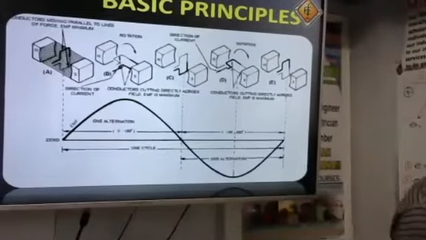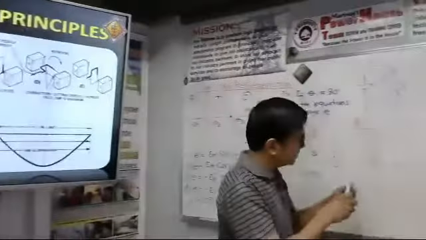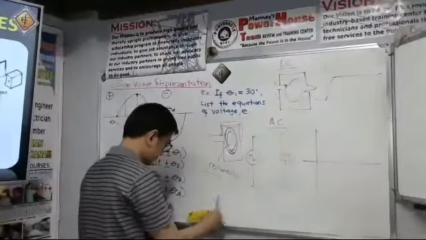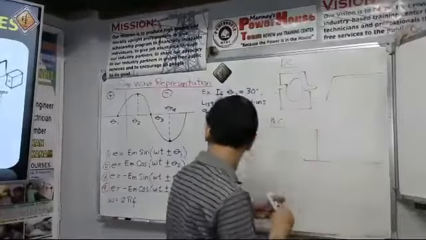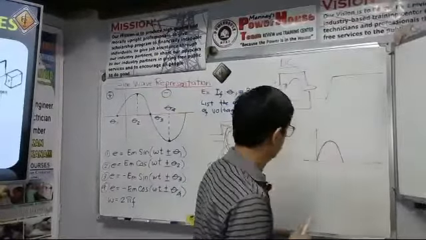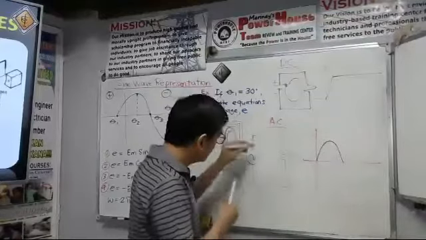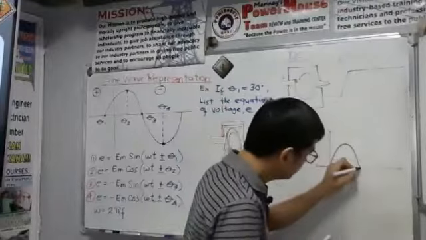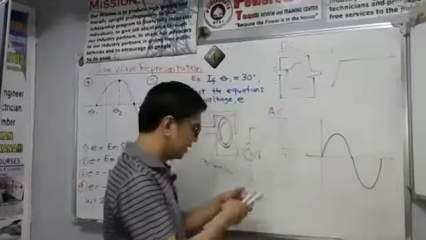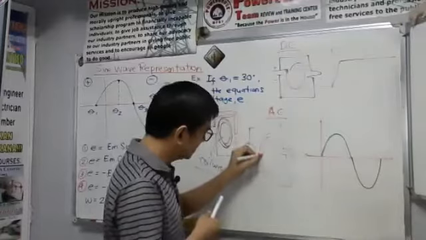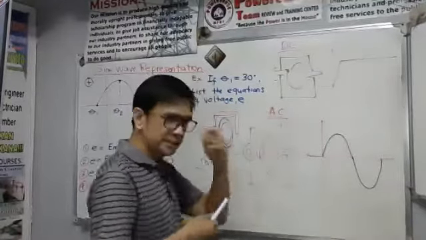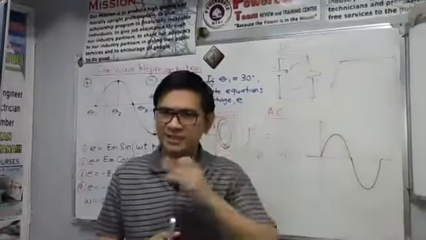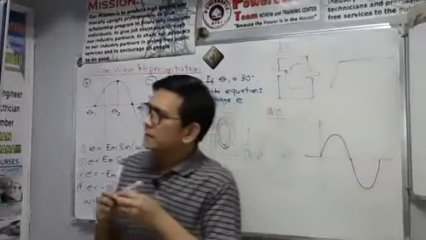So, as you see here, during the positive alternation, the direction of current is in clockwise direction. During the negative alternation, it goes back, it reverses. Okay? So the tendency for the current or voltage is that it moves back and forth. It moves back and forth. Okay?